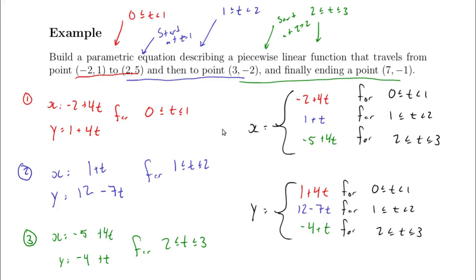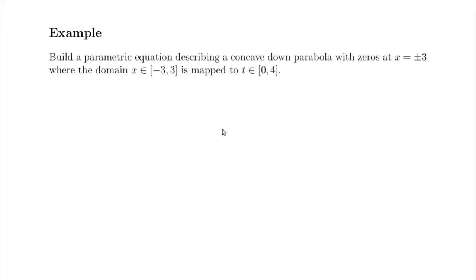Here's another example then of this. We're going to try and build a parametric equation describing a concave down parabola with zeros at positive and negative 3. And now specifically, we're only looking at a portion of it, right? We're going to map just this section, this domain from negative 3 up to 3 to this interval of t values. All right, so let's go ahead and just draw our parabola first, just so we can see what this thing looks like.